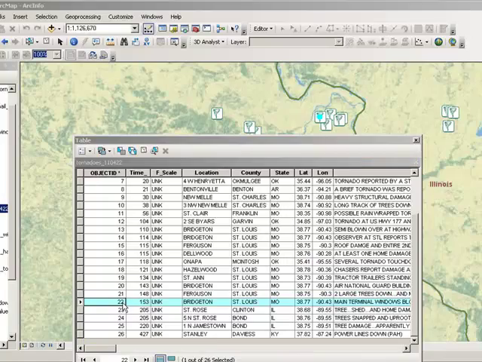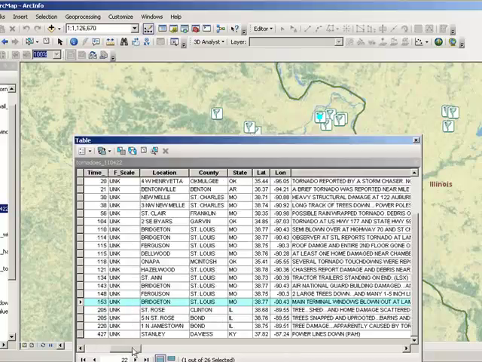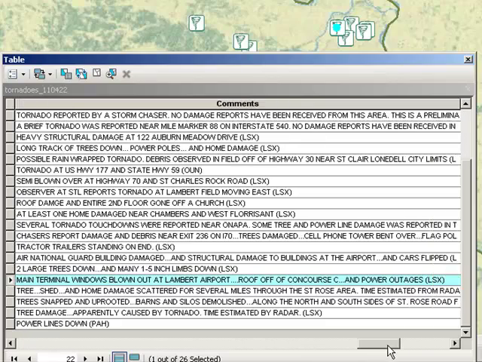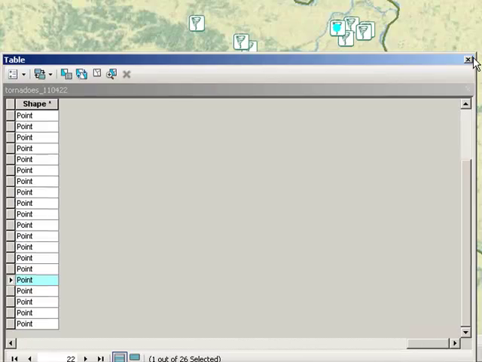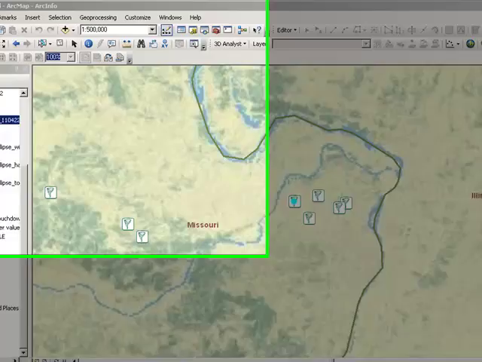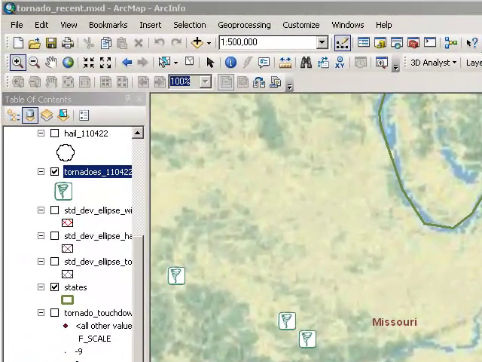Here is the tornado that we're examining right now. Main terminal windows blown out at Lambert Airport. Roof off of Concourse C, power outages. That's this one right here. Describe what happened during this tornado. Name some problems that could arise if a tornado happened at an airport, as it did here.